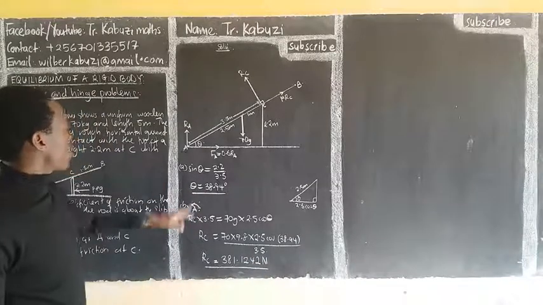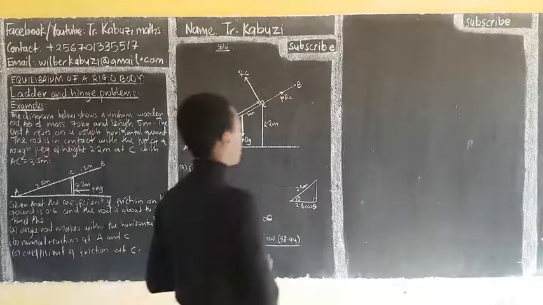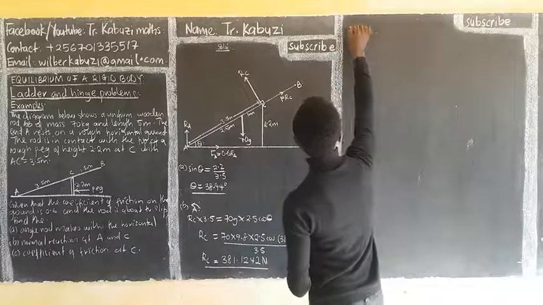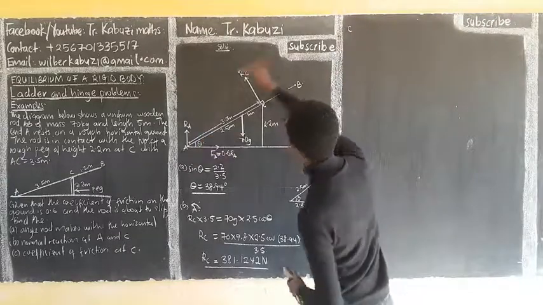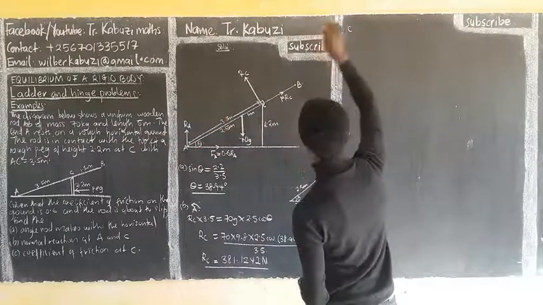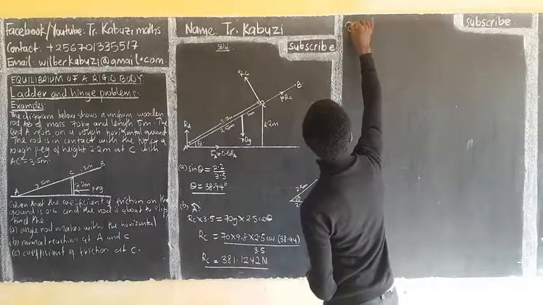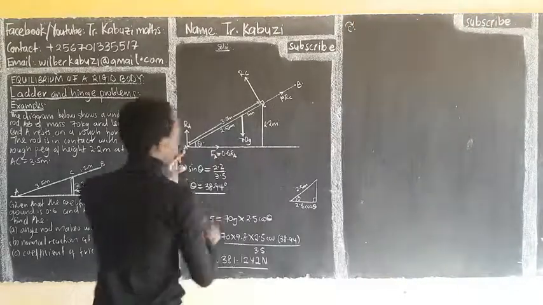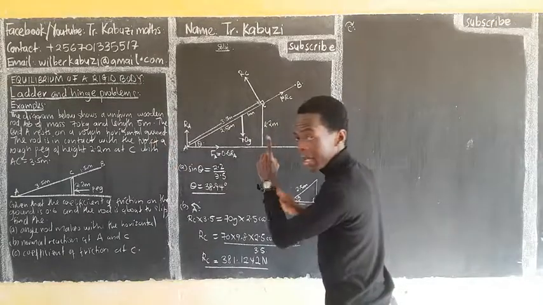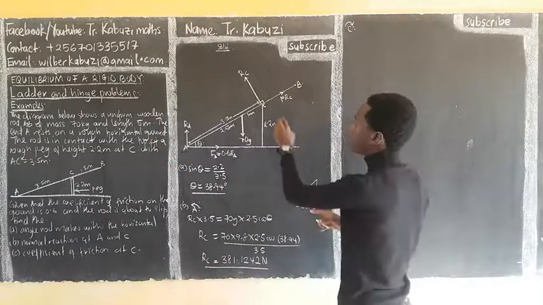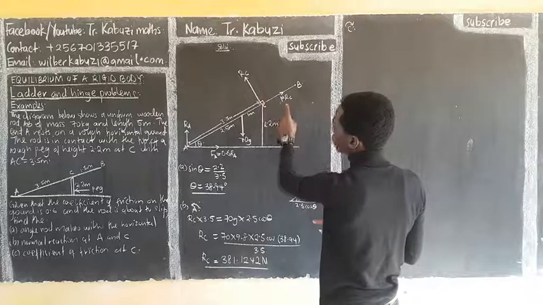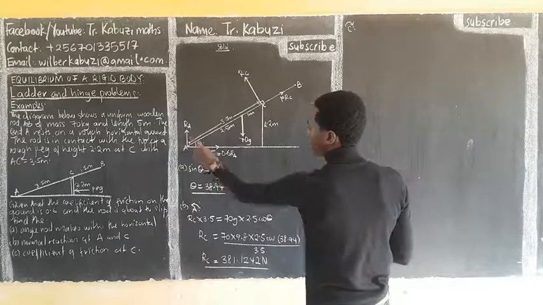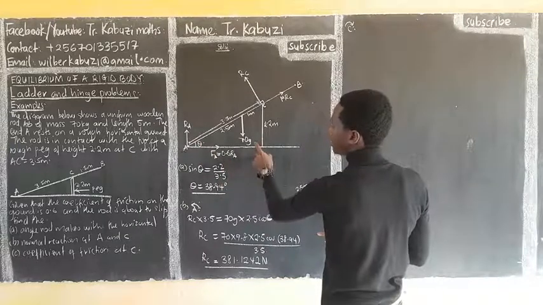After that, now I want to get my reaction at A. So to get reaction at A, I'm going to take moments at C, clockwise, because this force is going to act clockwise like this. Now what do we have? When I take moments at C, any force through C has a moment of 0. So this is going to be 0, this moment is going to be 0, and this moment is going to be 0. How many forces are surviving? This is surviving, this is surviving, and this is surviving.